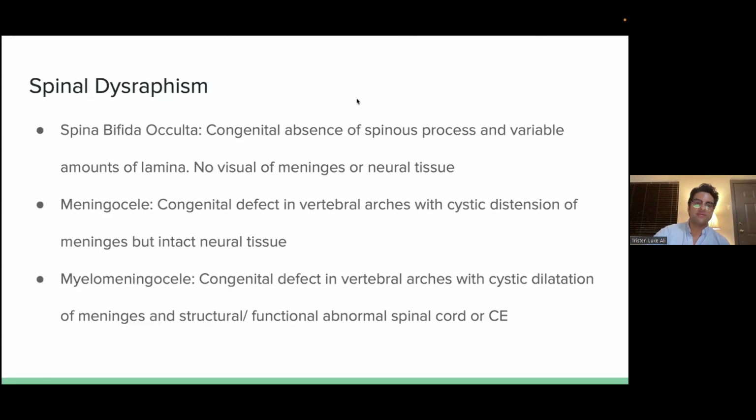Spinal dysraphism encompasses spina bifida occulta, which is the congenital absence of the spinous process and variable amounts of lamina. There's no visual of the meninges or neural tissue. Meningocele is a congenital defect in the vertebral arches with cystic distension of the meninges but intact neural tissue. And a myelomeningocele is a congenital defect in the vertebral arches with cystic dilatation of the meninges and structurally or functionally abnormal spinal cord or cauda equina.